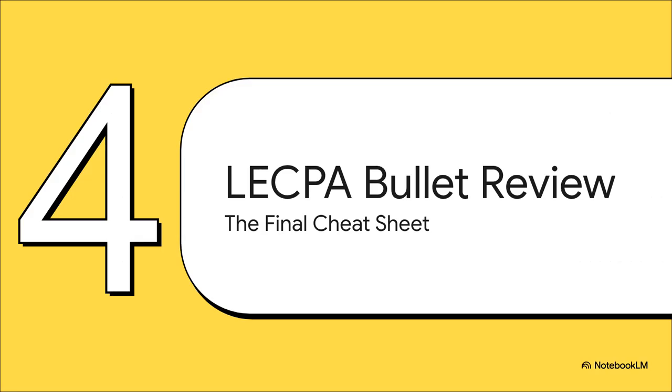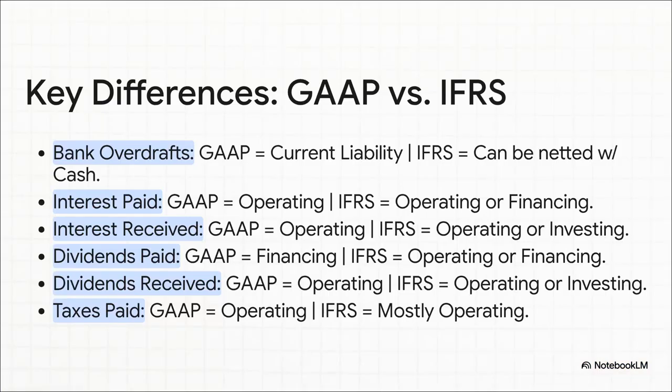Okay, here it is. This is the slide you've been waiting for, so get ready to screenshot this because this is your ultimate study guide. No fluff, just the essentials you absolutely need to know. So, the crucial point to lock in your brain is this. For the LECPA, you've got to know that GAAP is rigid, while IFRS offers specific, consistent choices. Just burn this slide into your memory, and you'll be set.